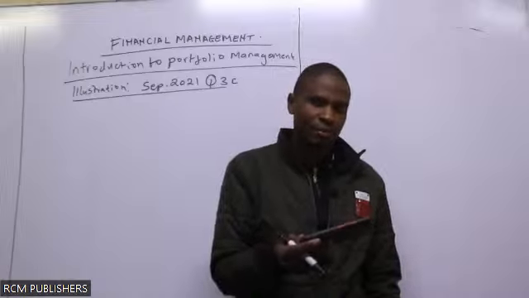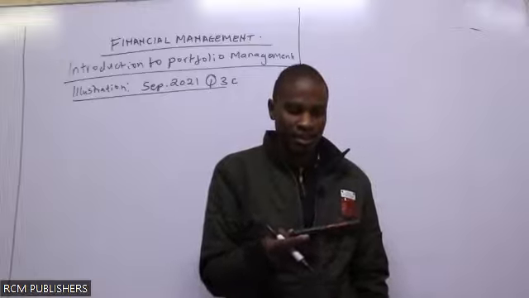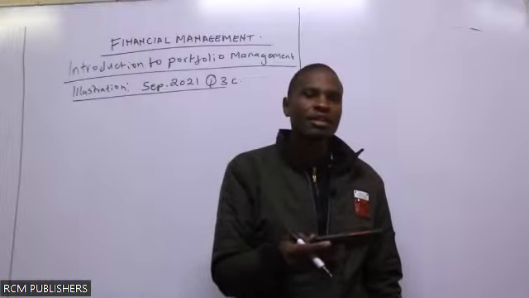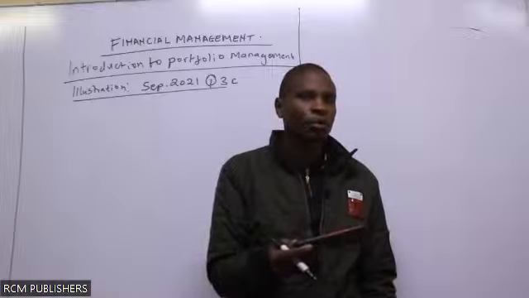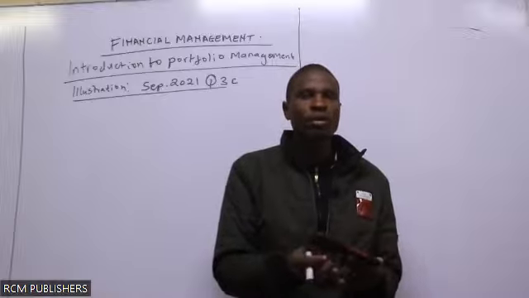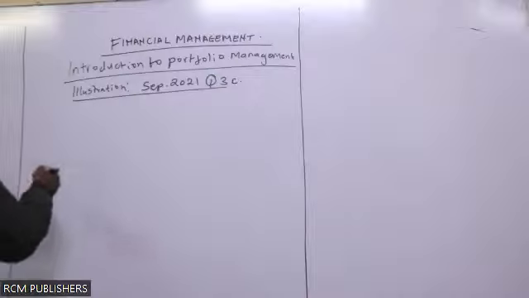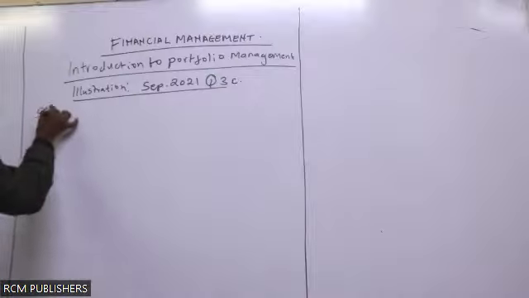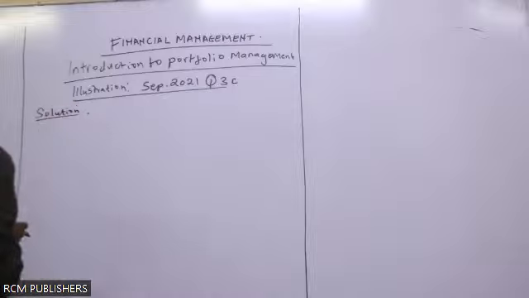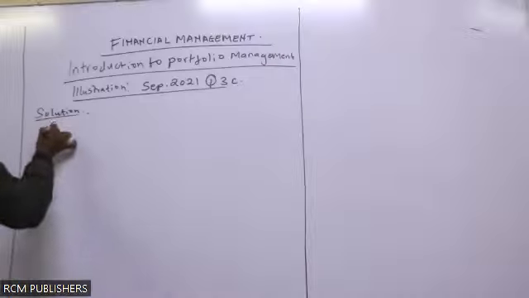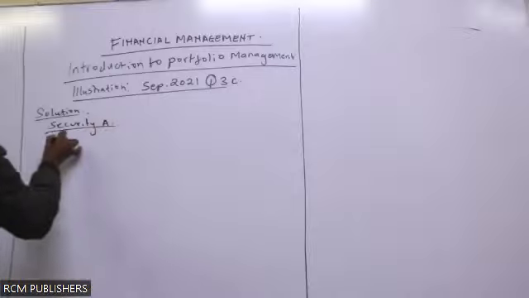And how do we get expected return? It is simple. To get the expected return, we just take the probability times the return. For both securities, you have to do them separately. So let's do that. Solution. We start with security A. Expected return.